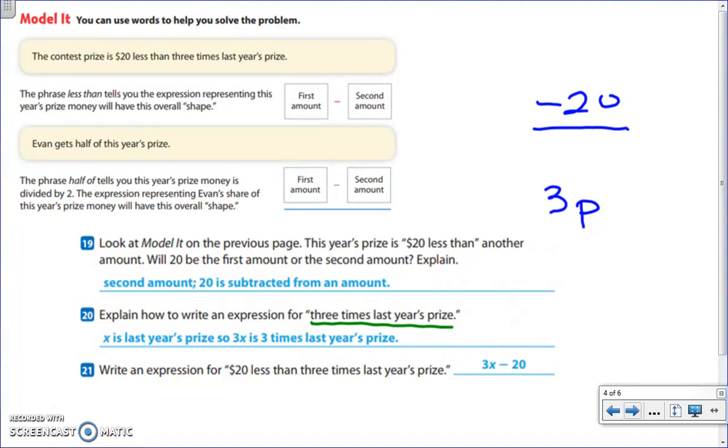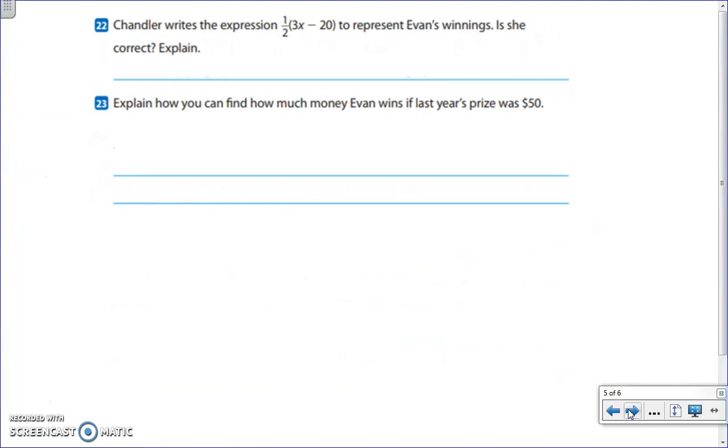But we're still not done yet, because really what we're asking about is only Evan's cut of the prize. He only gets half of the prize. And so Chandler writes the expression 1/2 times the quantity 3x minus 20 to represent Evan's winnings. Is she correct? Explain. Yes, she would be correct, because Evan had to split the prize money with Gina.